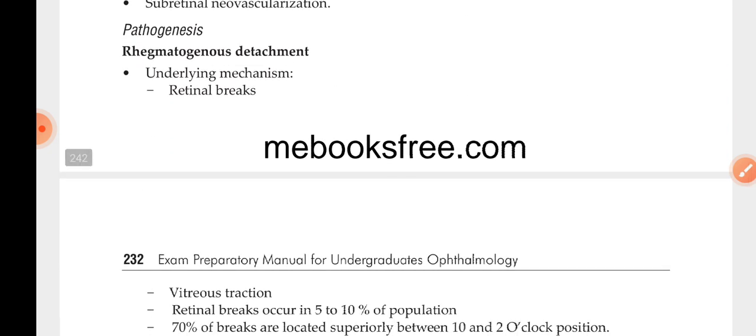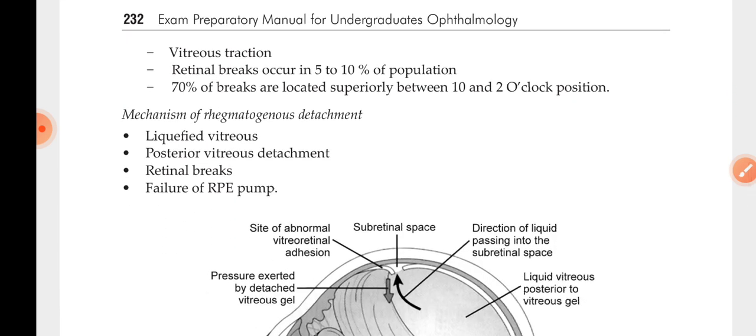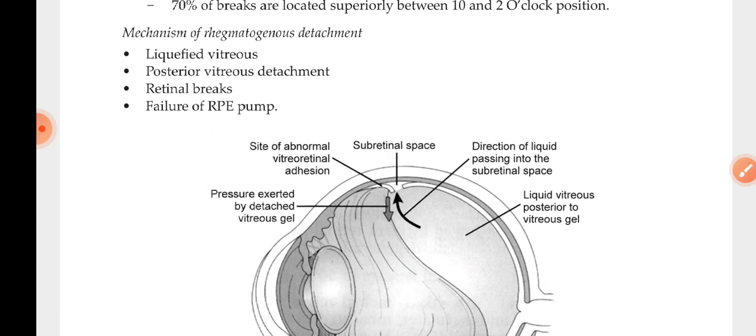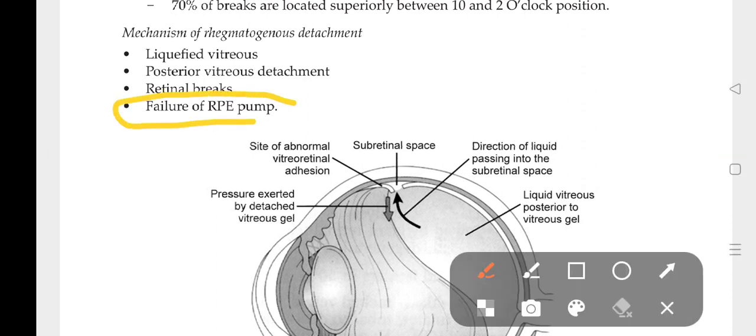Pathogenesis of rhegmatogenous detachment, the underlying mechanism. First is retinal breaks. I already said there will be a complete break in the neurosensory retina. Then vitreous traction. Retinal breaks occur in 5 to 10% of the population. 70% of breaks are located superiorly between 10 o'clock to 2 o'clock position. The mechanism is liquefied vitreous, posterior vitreous detachment, retinal breaks, and failure of the retinal pigment epithelial pump. There are pumps, like sodium, potassium pumps. Those pumps fail to push the subretinal fluid back to its place, so there will be accumulation of fluid.